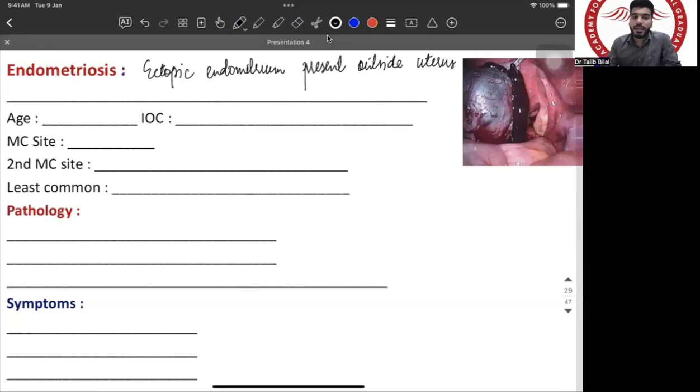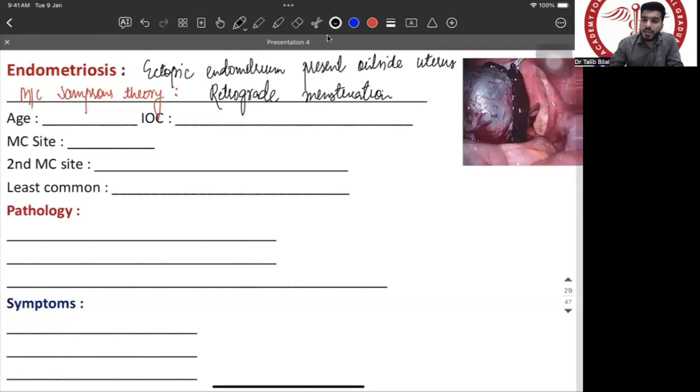Now, if we talk about the etiology of endometriosis, we have different theories, and the most commonly accepted theory is called Sampson's theory. What exactly is Sampson's theory? It says that endometriosis is due to the backflow of menses, that is, retrograde menstruation.